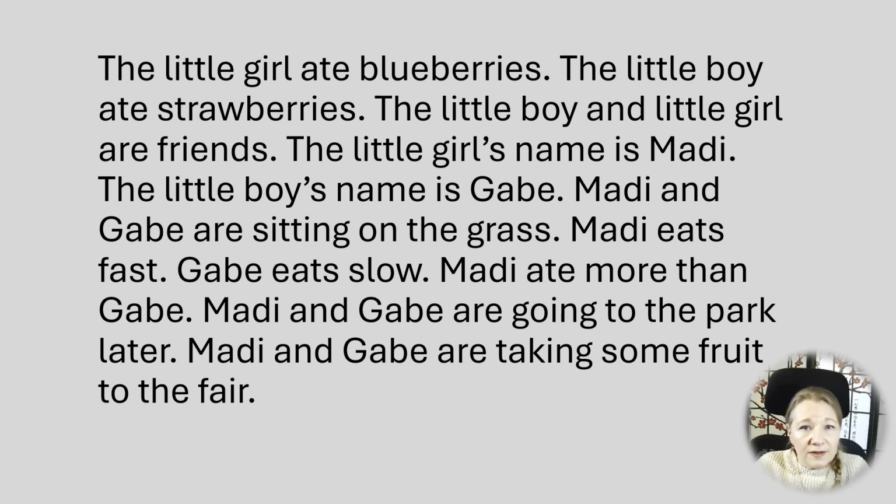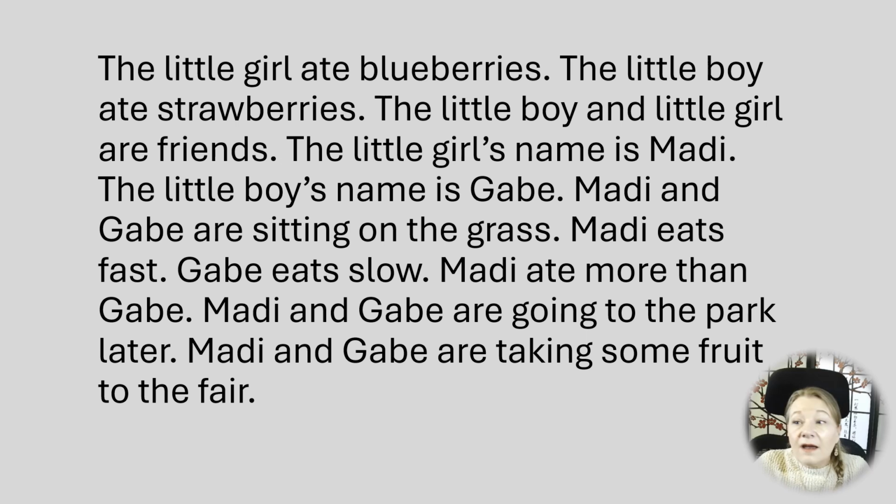Here are a collection of sentences that I've used so far today. The little girl ate blueberries. The little boy ate strawberries. The little boy and the little girl are friends. The little girl's name is Maddie. The little boy's name is Gabe. Maddie and Gabe are sitting on the grass. Maddie eats fast. Gabe eats slow. Maddie ate more than Gabe. Maddie and Gabe are going to the park later. Maddie and Gabe are taking some fruit to the fair.